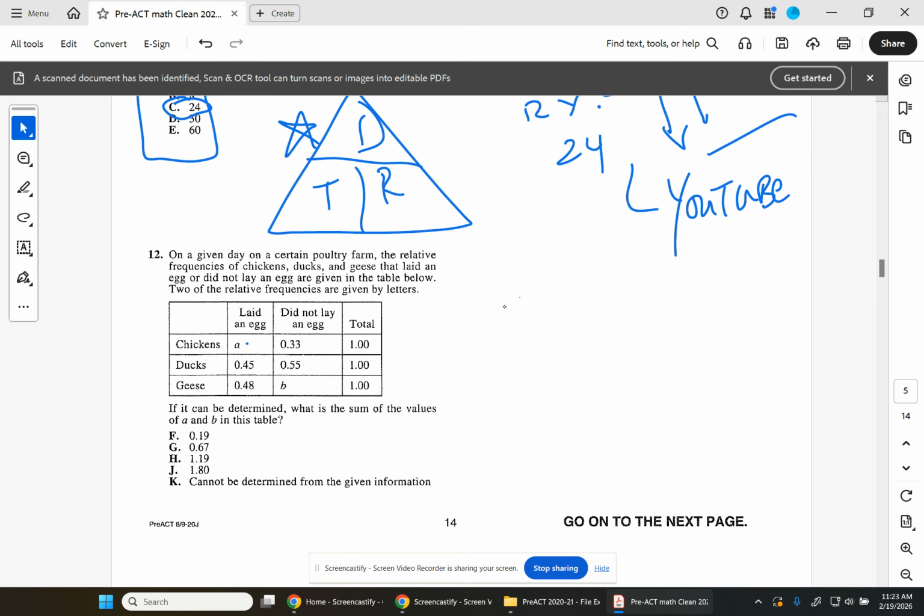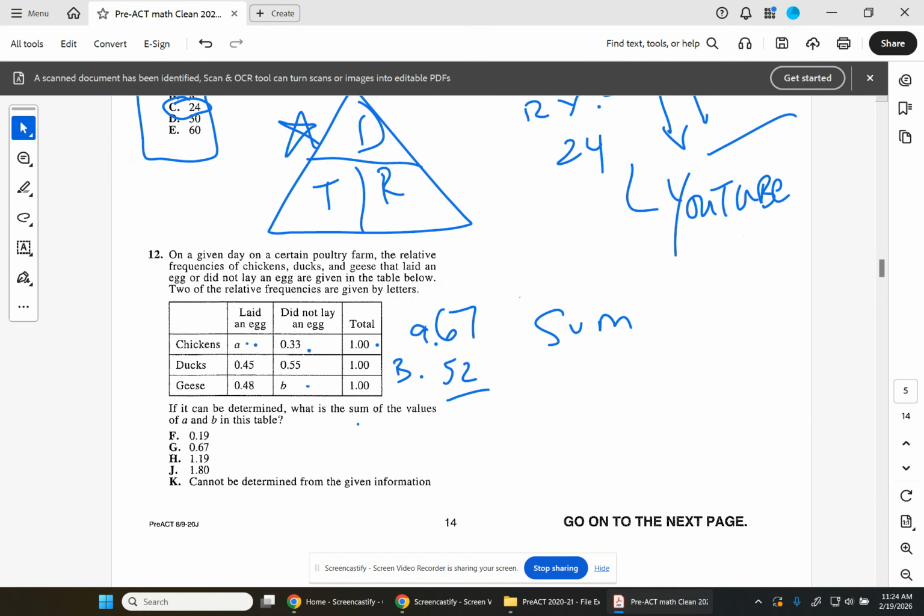Okay, so let's do that. The total is 100 percent, or 1, however you want to look at it. So immediately I start thinking, this has got to be 67 if the totals. So it's this minus that to give me this. A should be 67 percent. And then B over here, if that's 48, there should be 52.